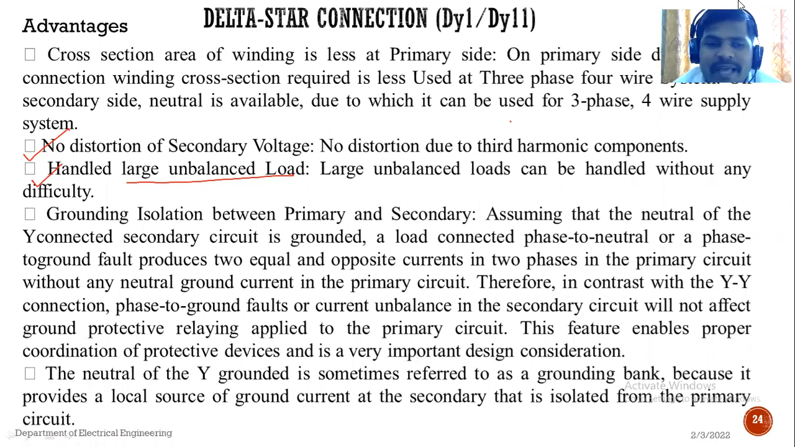So due to that unbalanced current, some of the relaying equipment can be affected, but this condition will not occur in case of delta star connection. Okay, it will not affect the ground protecting relaying applied. Ground protection साठी जो काही relay apply केलेला आहे त्याला affect करणार नाहीये. Okay, so these features enable proper coordination of protecting device.